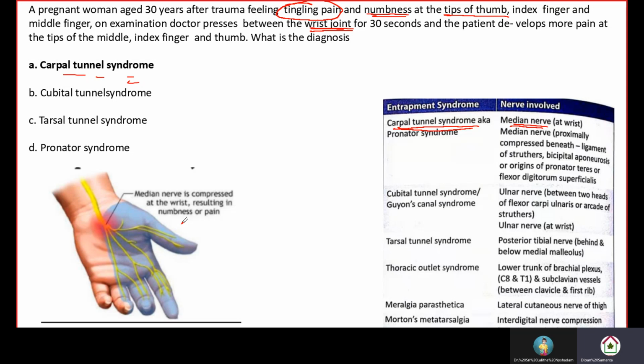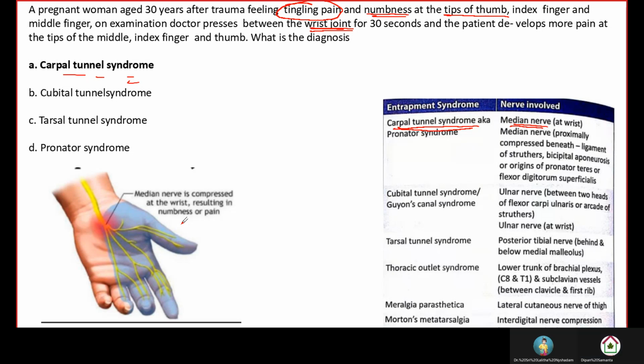In cubital tunnel, the ulnar nerve is affected. Ulnar nerve at the wrist, cubital tunnel is different. Another thing is that between the two heads of flexor carpi ulnaris or arcade of Struthers are involved. Especially if this tingling pain and numbness is not present at the tips of the thumb, index, and middle finger, instead, it may be present in the ring finger and in the little finger.